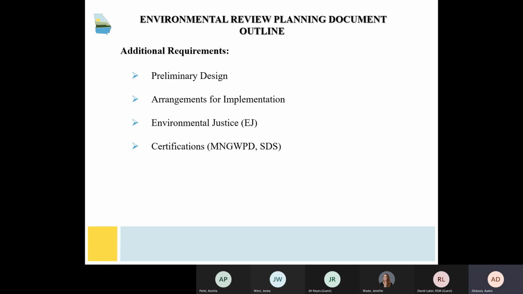Environmental justice refers to what indirect impacts from the proposed project will disproportionately impact or displace minority or low-income populations. If the applicant is within the Metropolitan North Georgia Water Planning District, we require a compliance certification from the Water Planning District. All applicants who are local governments must be in compliance with the Department of Community Affairs Service Delivery Strategy.